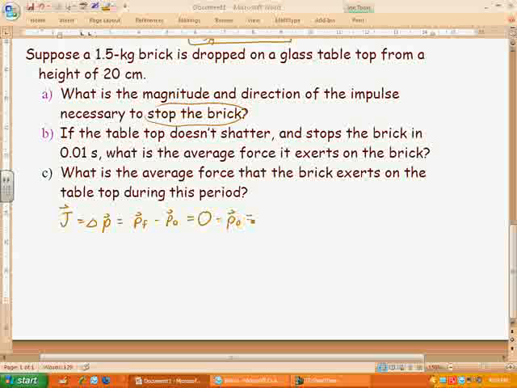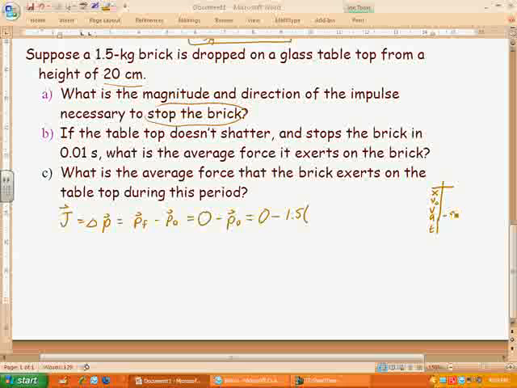The initial momentum is going to be its mass times its velocity, right? It's being dropped from a height of 20 centimeters. So I now need to find the speed because I know the mass, so 0 minus 1.5 times the velocity, but how fast is it going when it hits the table? In order to do that, I'm going to need my kinematics, right? Let's write down the information that we have: position, initial velocity, final velocity, acceleration, and time.